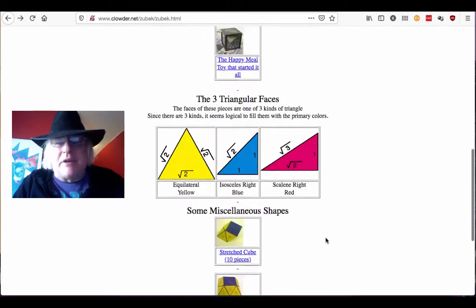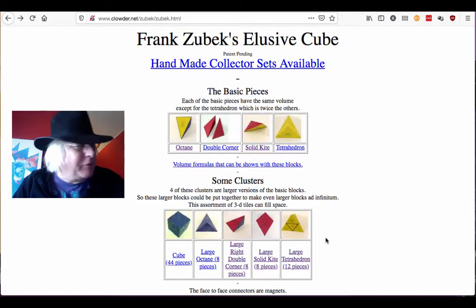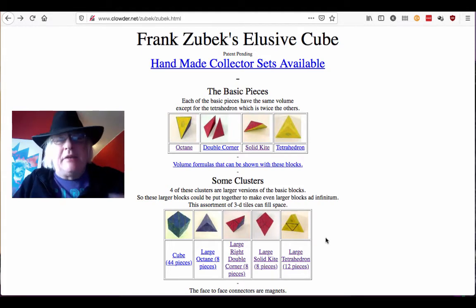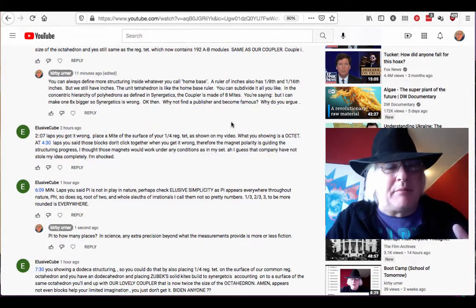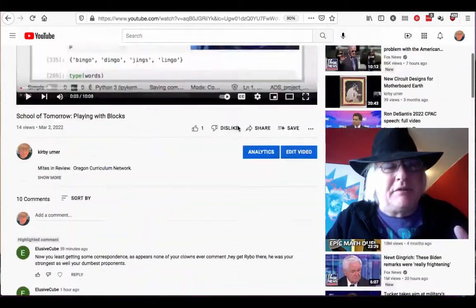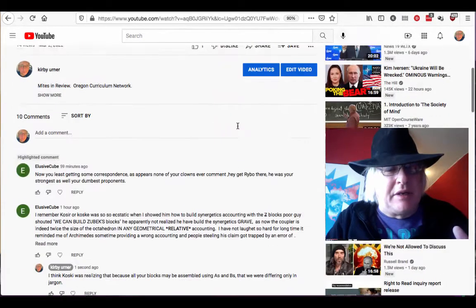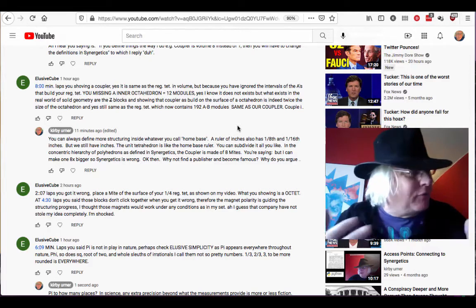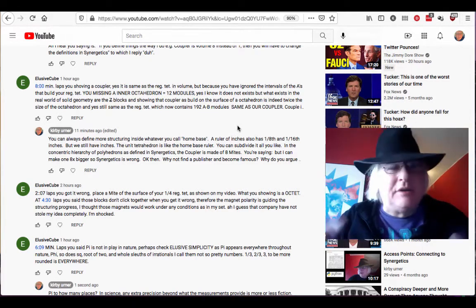So there's the address. If you want to collect and curate, because they're handmade, right? If you want a handmade collector set of Zubek's elusive cube, you'd be one of the few to have one. It'd probably be growing in value. And then you would understand better all our arguments here, right? Because if you look underneath my YouTubes, he's really getting to make his points, right? Lots of discussion, all back and forth in terms of these shapes and their names.